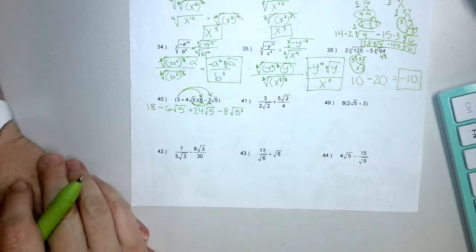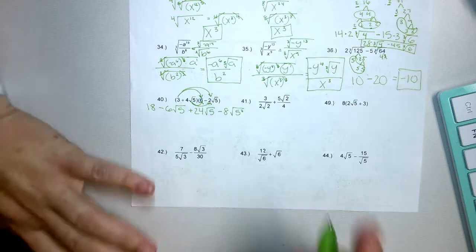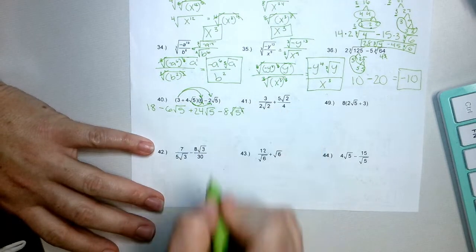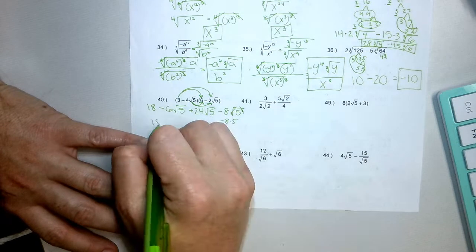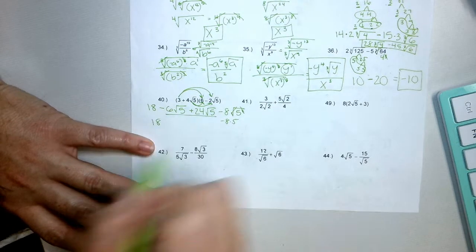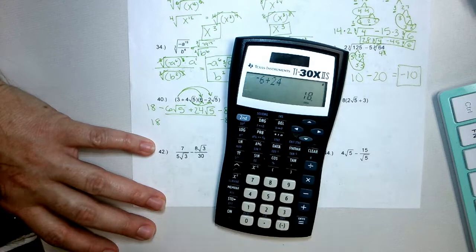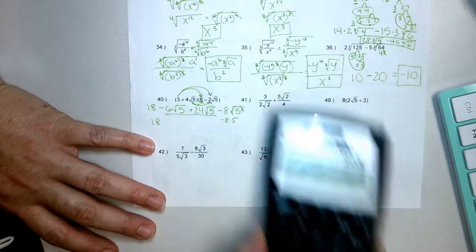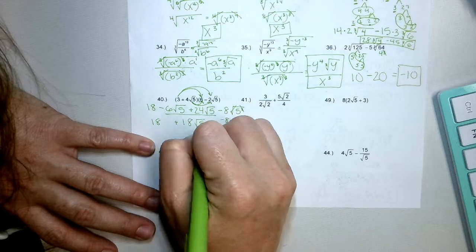If you multiplied it out, you would have gotten 25. What's the square root of 25? 5. So I didn't write anything differently. So this becomes negative 8 times 5. And I can combine these two because they are alike. So I have negative 6 plus 24, which is 18. So I get positive 18 root 5. What's negative 8 times 5?